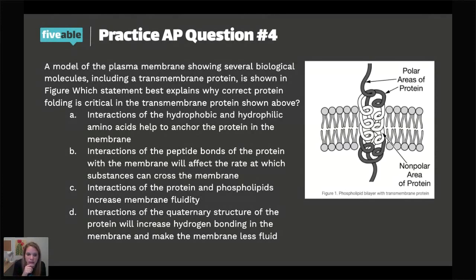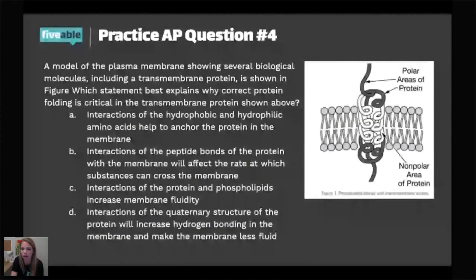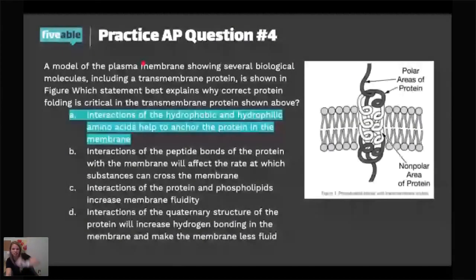Very good. And then C, it says interactions of the protein and phospholipids increase membrane fluidity. D says interactions of the quaternary structure will increase hydrogen bonding. Nope, nope, nope. So very, very good, guys. Ta-da! 4 for 4. If I could give you a 4 right now, I wouldn't, because I would give you a 5. Y'all rock.